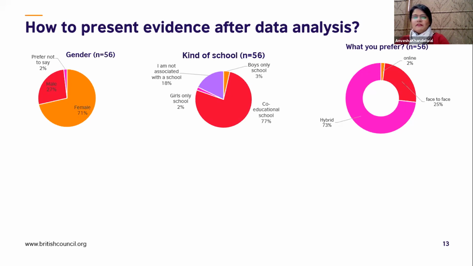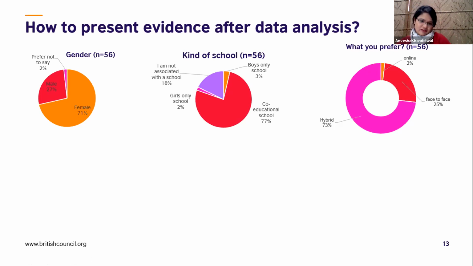Qualitative are the open-ended questions. So one way is to put a pie chart of gender: 71% of the respondents were female, 27% were male, and 2 preferred not to say. Most of them were from co-education schools, 3% were from boys' schools, and 18% of the respondents were not associated with a school. On the right-hand side, the way we present it is called a donut, where 73% preferred the hybrid model over face-to-face or online.